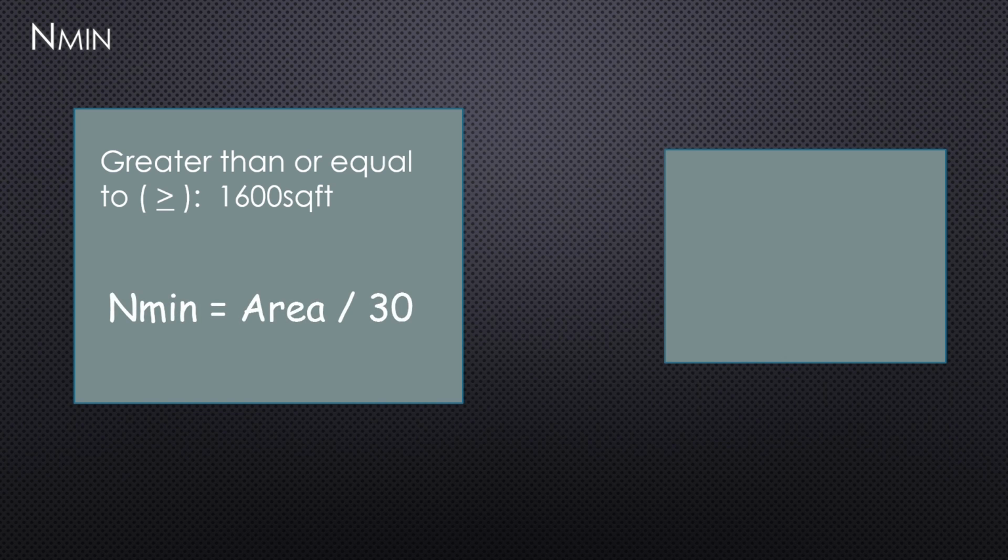And if the area of the section you're going to measure is 1,600 square feet or larger, then you will use this equation to determine the minimum amount of z-values that you need to collect. N-min is equal to the area divided by 30.